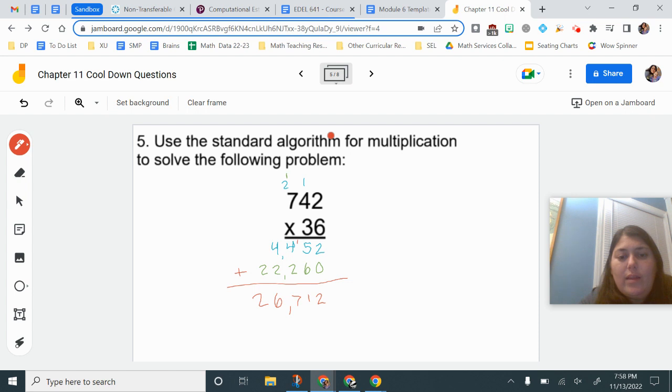And then for the next step, for 30 times each of these digits, I'm first going to start with a 0 because 30 is a multiple of 10. I'm just going to slide everything over now using that place value understanding. So 3 times 2 is 6. 3 times 4 is 12. Here's my 2. Up there's my 1. 3 times 7 is 21. Got to remember that 1 up there, so I've got 22. And then my last step is to add those together.